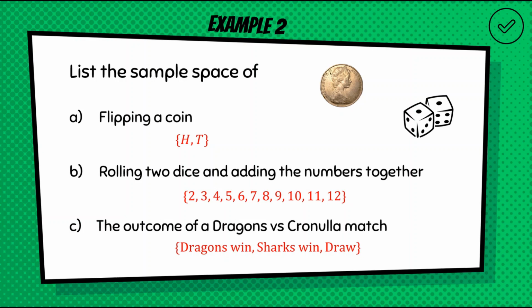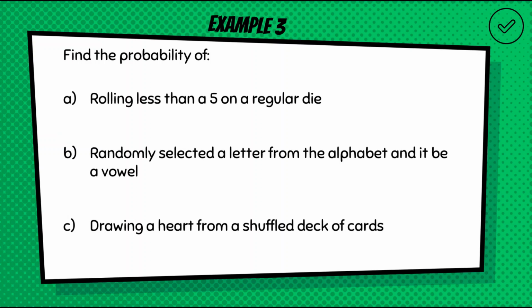Alright, now we're on to the real numbers. Now we're going to find some probabilities. So we'll start off with 3 kind of easy questions. We'll do some harder ones next. First of all, what is the probability of rolling less than a 5 on a regular die? If you're familiar with probability, you can pause this video and try these first, but if you just want to follow along and learn, that's fine.